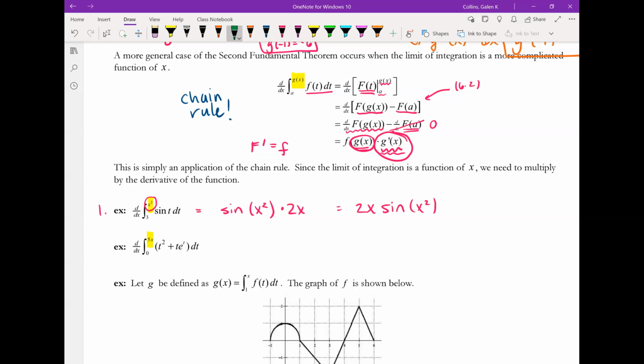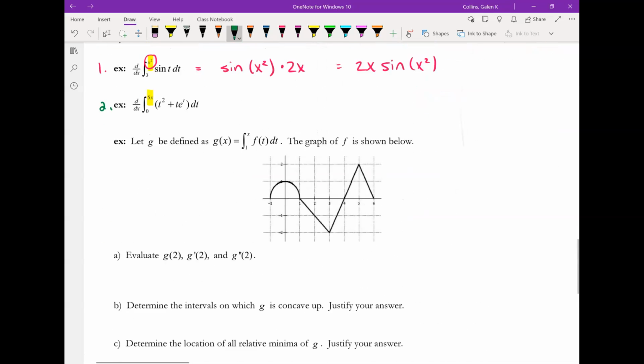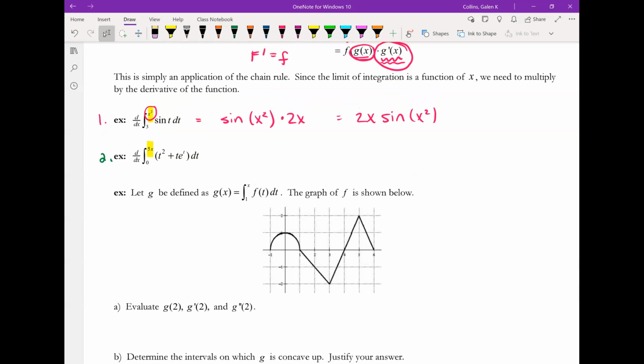All right, for that second one, how about this? What I'd like you to do is pause the video. I want you to try that example and then try the one beneath it, and then unpause the video and we'll go over it.